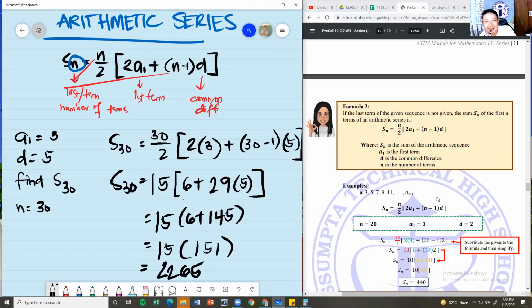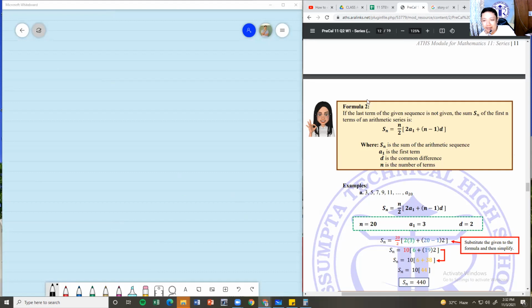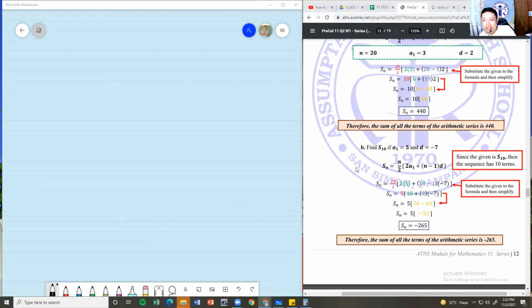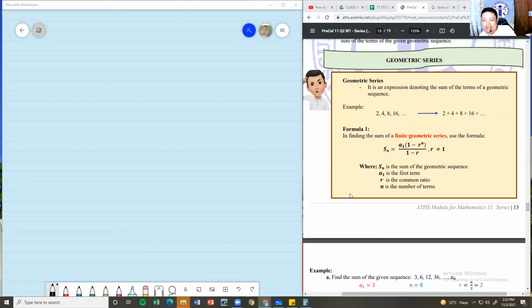Very good. Got it? Show a reaction if you understood that process. Let me see. Okay, they say it's easy. Very good. Okay, great. And finally, we are done with the arithmetic series. Now let's move on with the geometric series. Okay, this is also easy.